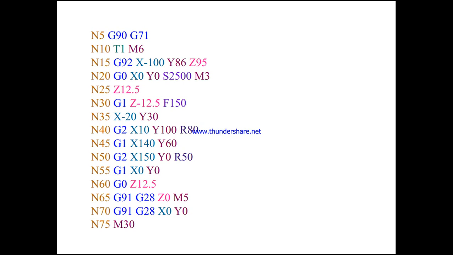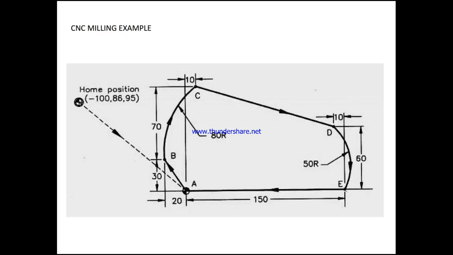And in the same way we are having N40, that is G2 X10, Y100, and radius is 80 here. So it has come here, and it has to move with a radius of 80 mm. Y is 100, because from here to here it is 100, that is 70 plus 30, and in X direction it is 10. So the point is right at C.